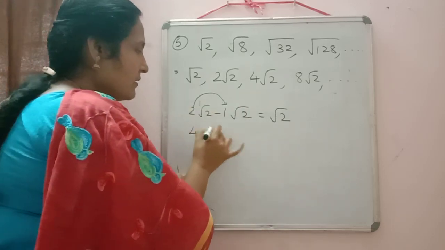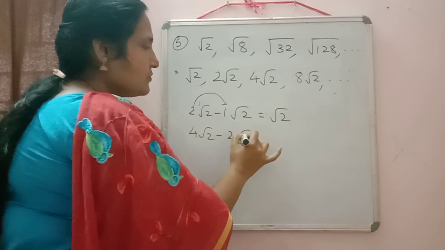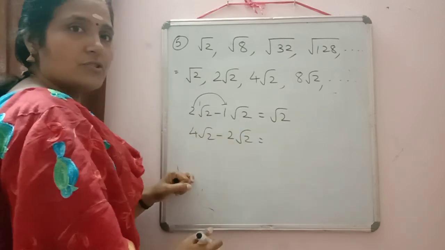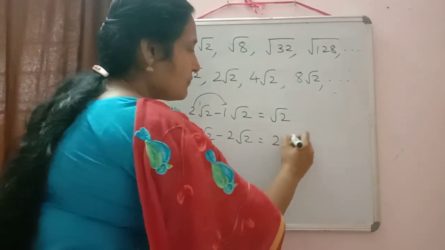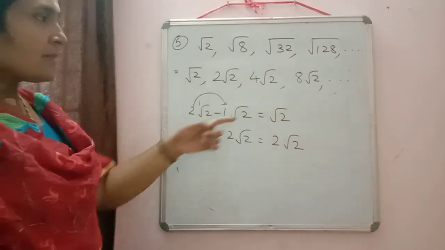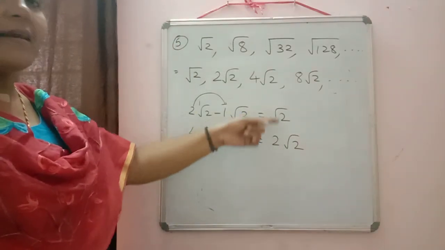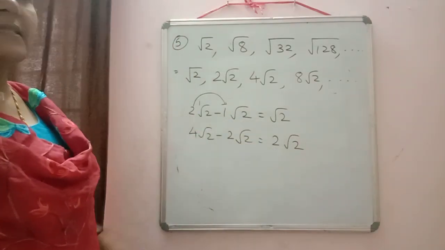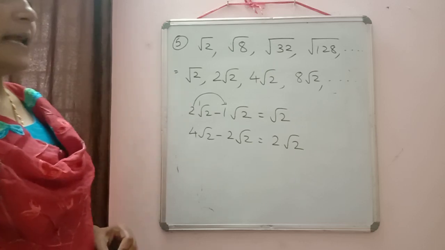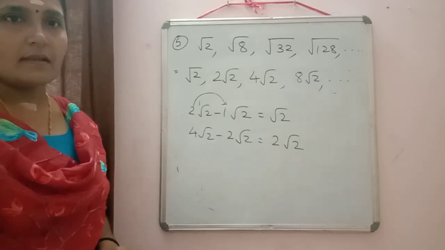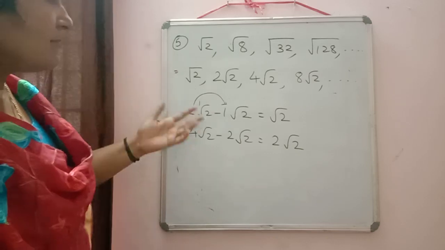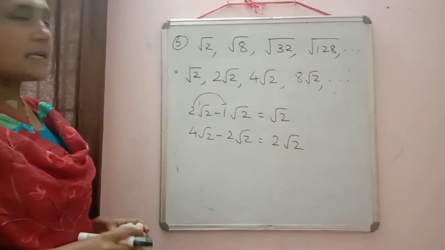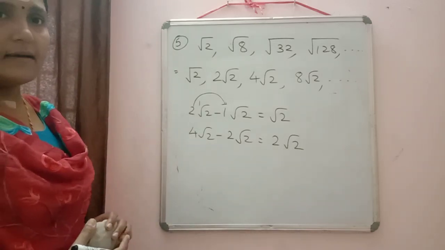Then next one, 4 root 2 minus 2 root 2. 4 minus 2 will be equal to 2. We are getting 2 root 2. These two differences are not same. So we can say they do not form an AP. So I hope how to check whether the numbers are in AP is clear to you. Clear? Okay.